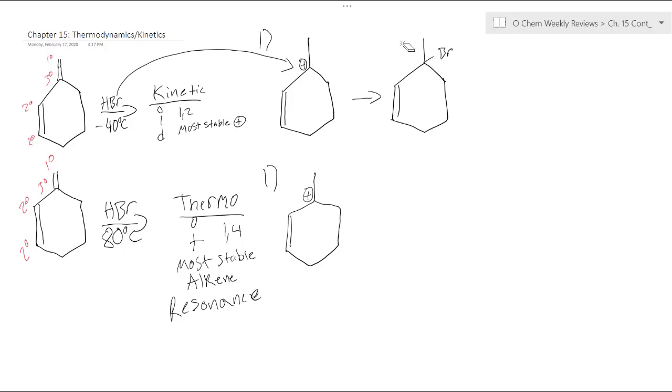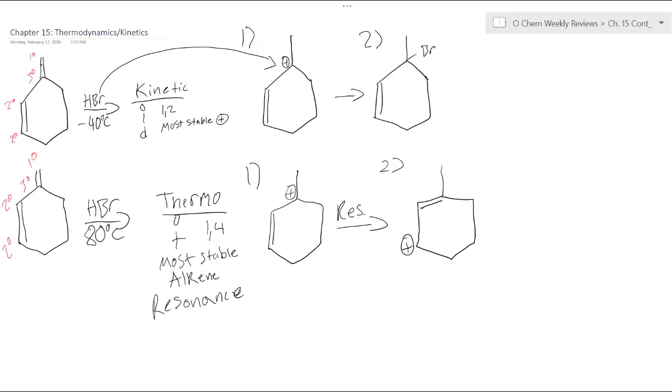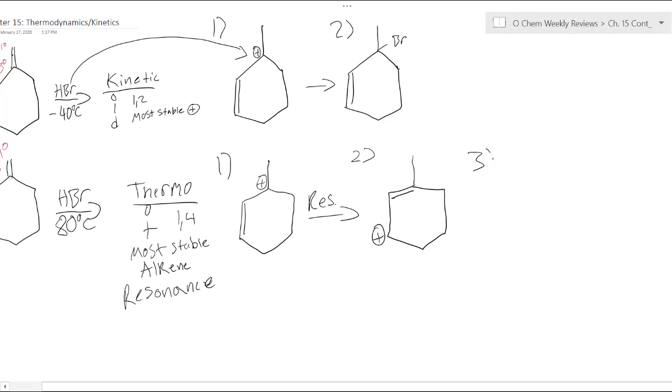But step 2 from here is resonance. Okay, you have to resonate that carbocation with the double bond. And the reason why we do this is to get our double bond in the most substituted position we can get. And then step 3 is bromine attacking.